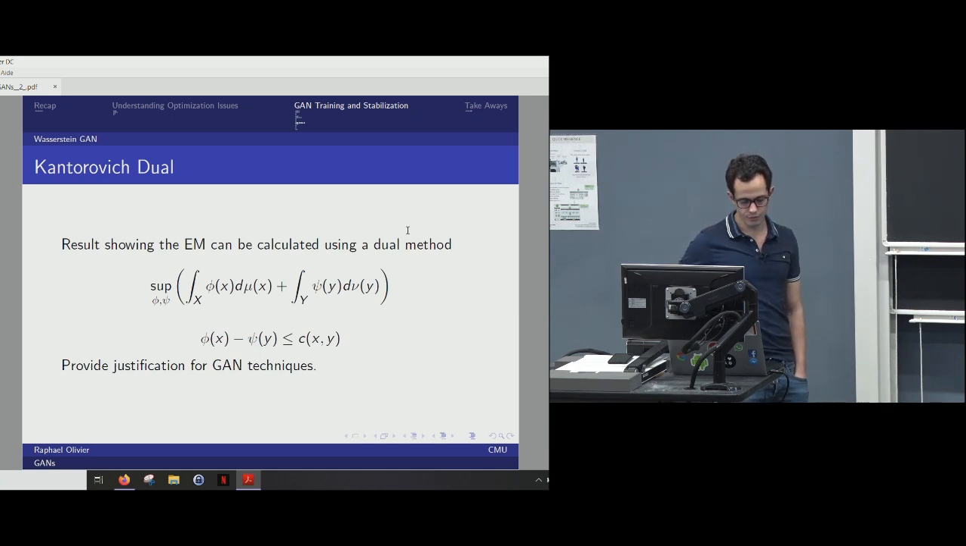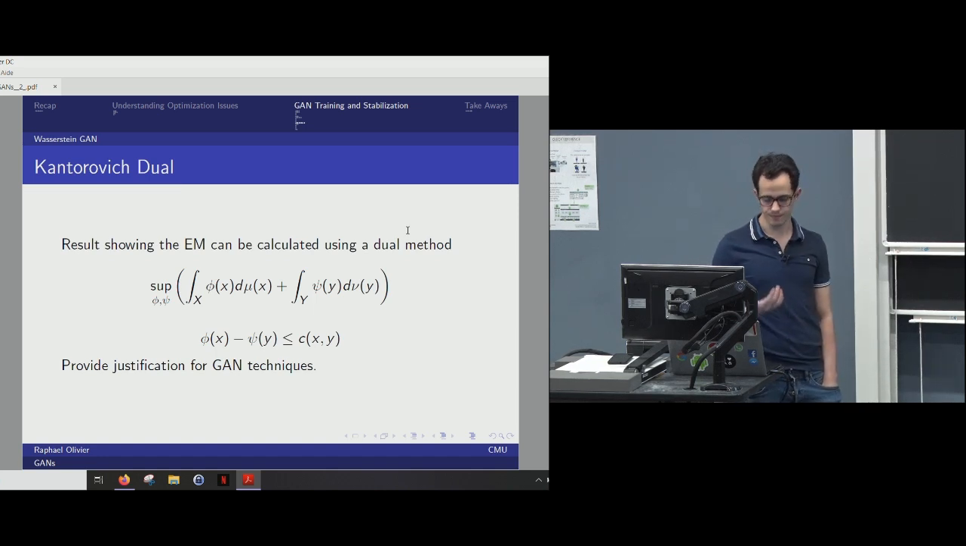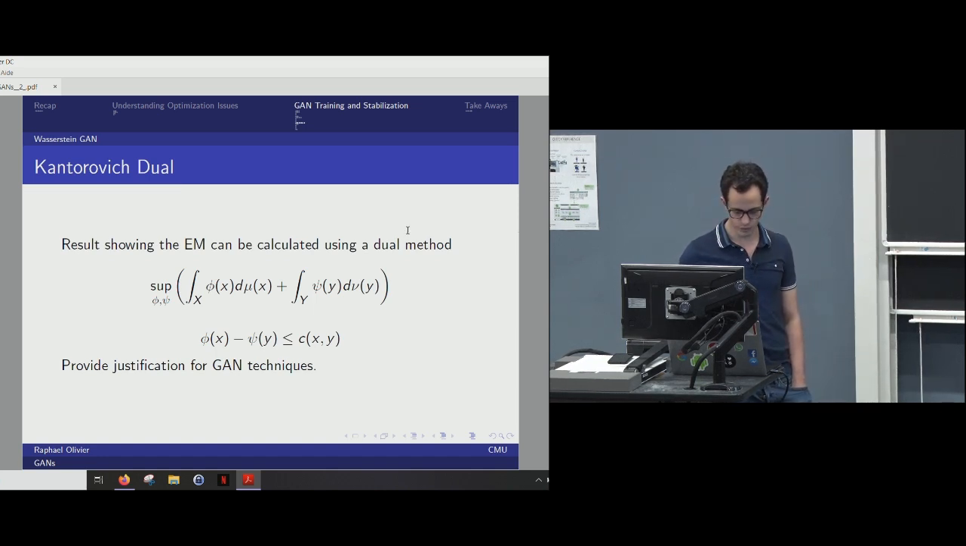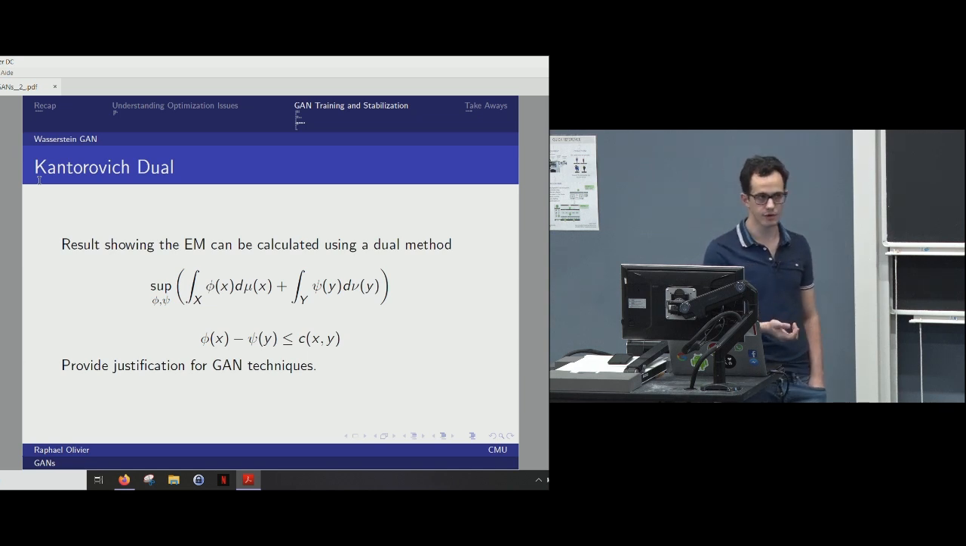Now, the result they're using to argue that their definition of GANs is better is this result where it's been proven separately, and in a way that had nothing to do with GANs, that the Wasserstein distance can be computed using a dual method, sort of like in SVM if you ever had a machine learning course.